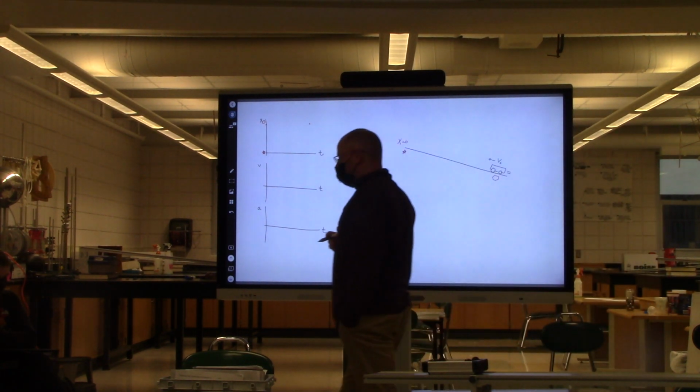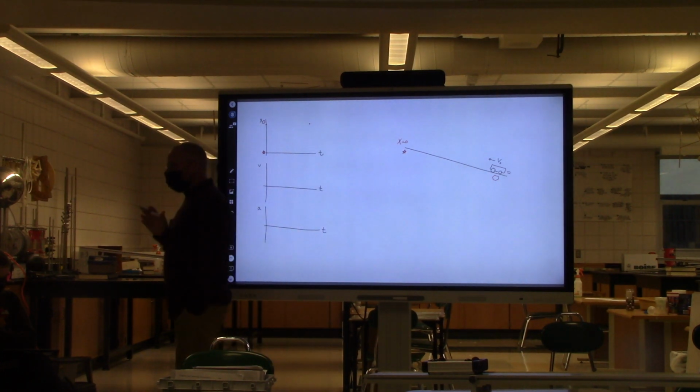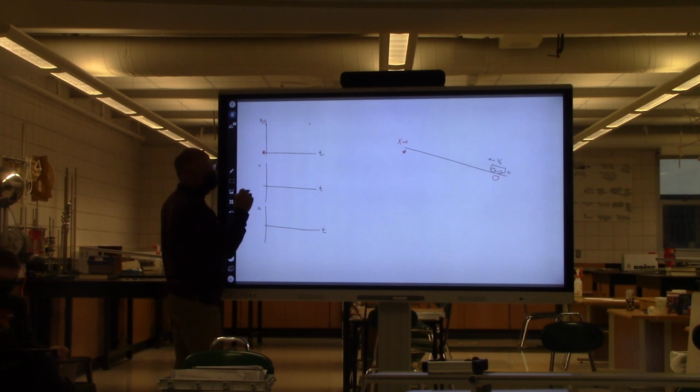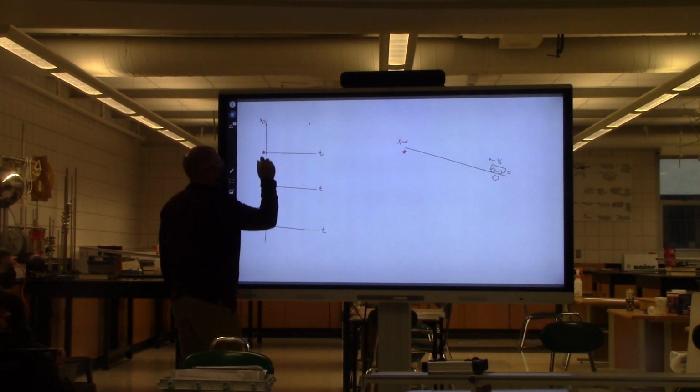Good, parabola, excellent, right? Now, it's fast when you first start looking at it, so it's steep, slows down, and then speeds up again. So we're going from steep to shallow to steep again.